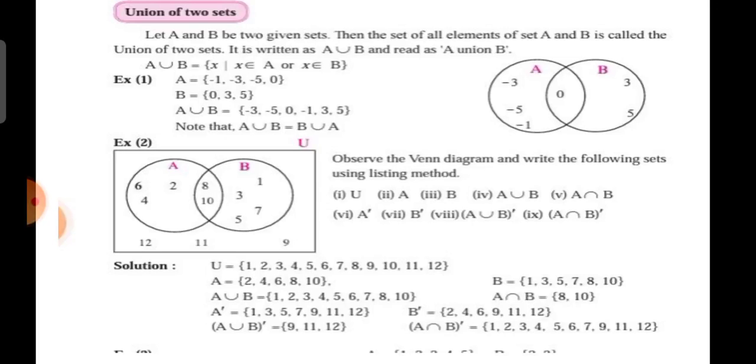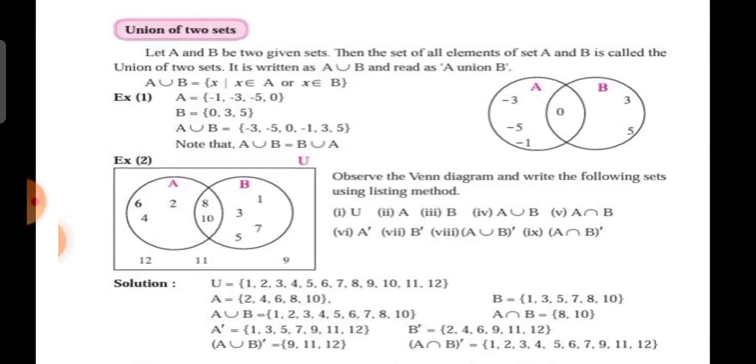Okay. Now A union B complement, meaning the elements which are not in A union B from the universal set will become A union B complement. So which elements are not there in the A union B set from the universal set? A union B has 1, 2, 3, 4, 5, 6, 7, 8 and 10. Other than that, 9, 11 and 12. These will be A union B complement. Okay. So in this way you can study operations on sets.